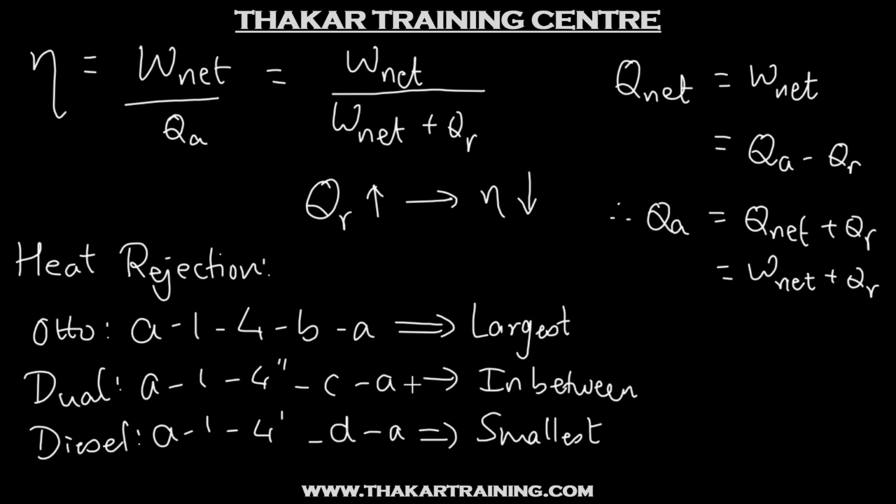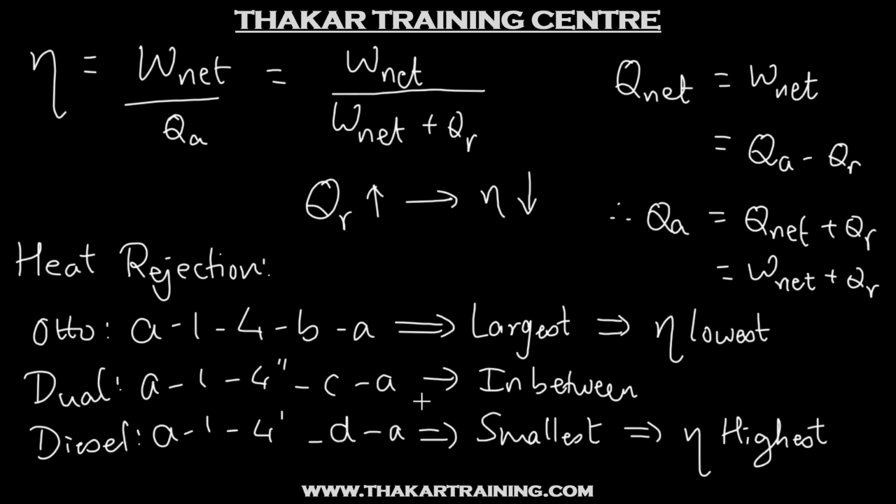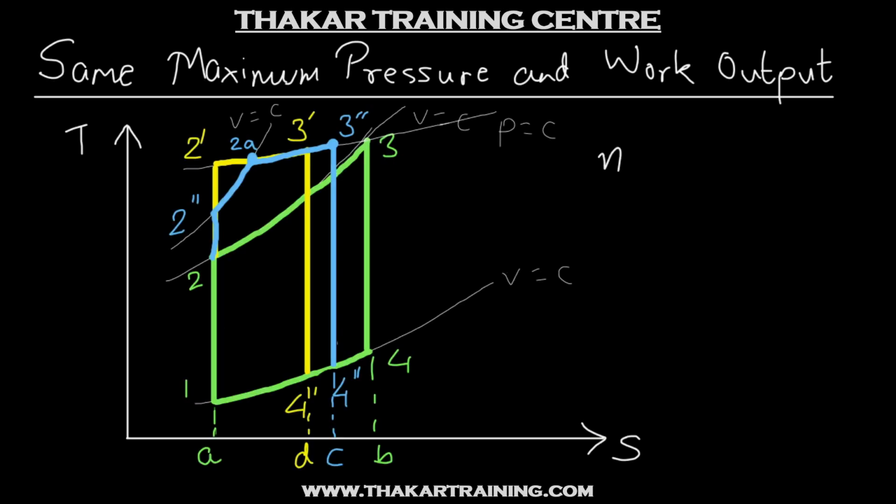So which will have the highest efficiency? The greater the heat rejection, the lesser the efficiency. So this will be the lowest efficiency, whereas this will be the highest efficiency. I hope you are following this. So once again, it is the diesel cycle which is more efficient than dual, which is more efficient than Otto. This is how the cycles will compare when they have the same maximum pressure and work output.